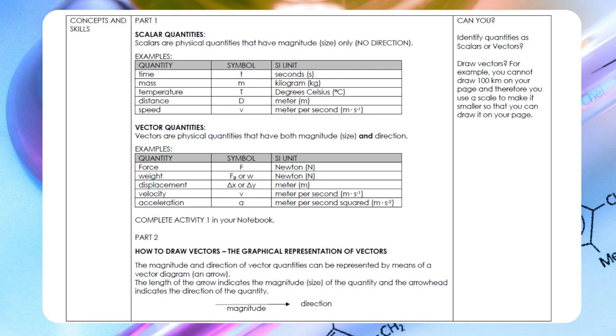Part 2. How to draw vectors, the graphical representation of vectors. The magnitude and direction of vector quantities can be represented by means of a vector diagram and arrow. The length of the arrow indicates the magnitude, size, of the quantity, and the arrowhead indicates the direction of the quantity. Can you identify quantities as scalars or vectors? Draw vectors. For example, you cannot draw 100 kilometers on your page, and therefore you use a scale to make it smaller so that you can draw it on your page.